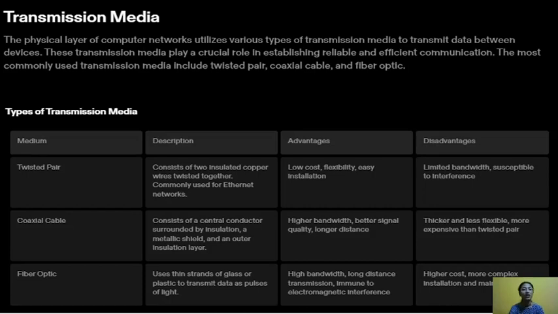Transmission media. The physical layer of computer networks utilizes various types of transmission media in order to transmit the data between devices. These transmission media play a crucial role in establishing reliable and efficient communication. The most commonly used transmission media include twisted pair, coaxial cable and fiber optics.